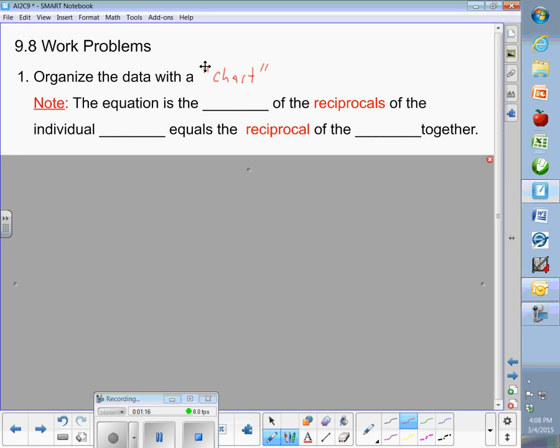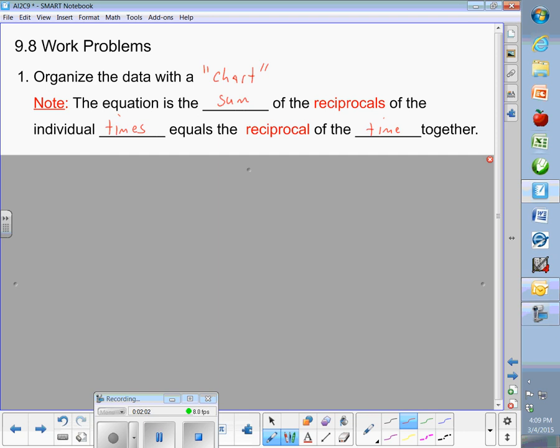Note, the equation is the sum. All right, so then we're adding. And by the way, if you need to pause the video so you can write some of these things, go ahead and do that. I know you don't have a copy of these notes due to the late minute situation with the video. So the equation is the sum of the reciprocals of the individual times equals, so that's your equal sign, the reciprocal of the time together. So these are all going to involve times in some aspect. How long does it take a 3-inch pipe to fill a tank? Those kinds of things.